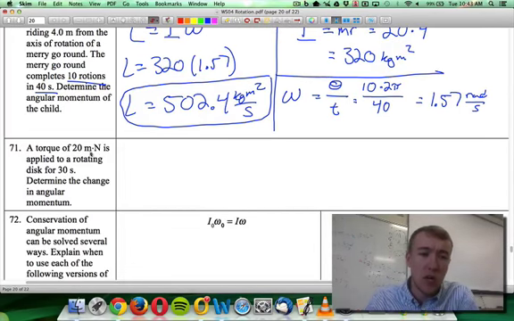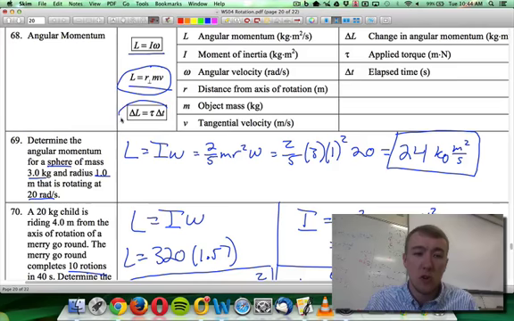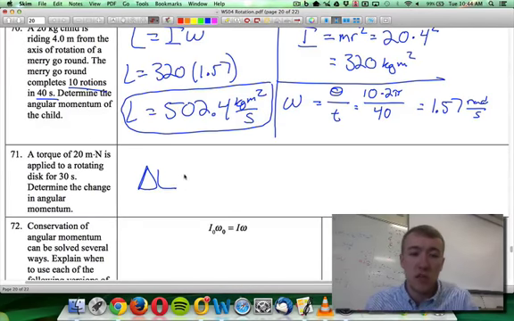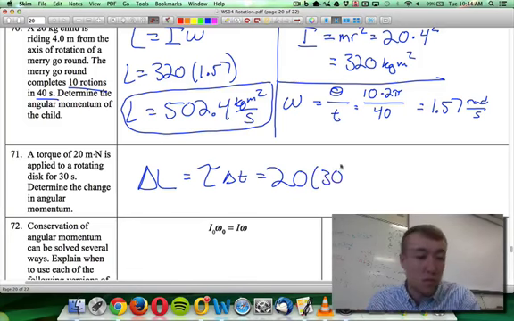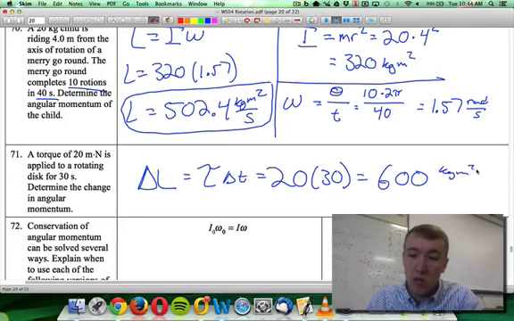71. It says there's a torque of 20 Newton meters applied to a disk that's rotating for 30 seconds. Determine the change in angular momentum. Scroll up here, there's the equation we're using. Change in angular momentum is equal to the torque times the change in time. So 20 times 30, and we get 600 kilogram meters squared per second. Okay, pretty easy for that one.